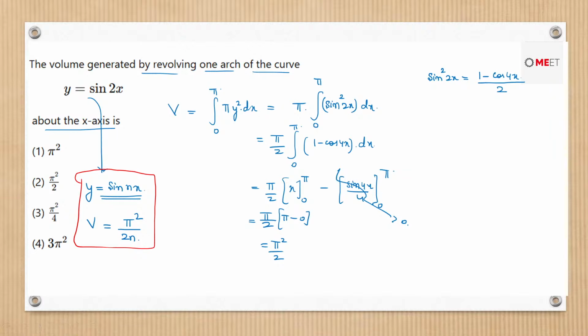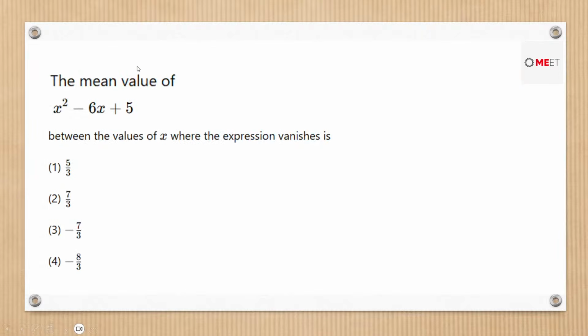Now moving to next question. The mean value of x square minus 6x plus 5 between the values of x where the expression vanishes, that is, this becomes 0. We need to factorize this. This is x square minus, that is 5 into 1. This is 5x minus x plus 5. So this is x into x minus 5 minus 1. If I pull it out as common, this will be x minus 5. So x equal to 1 comma 5.